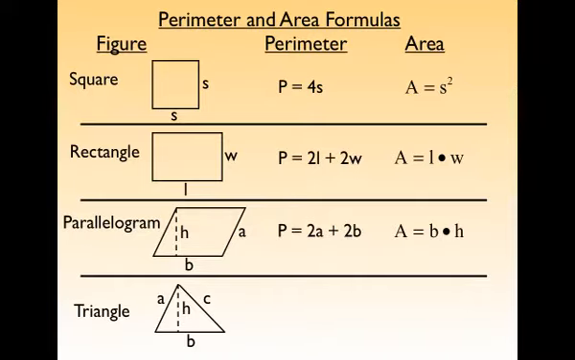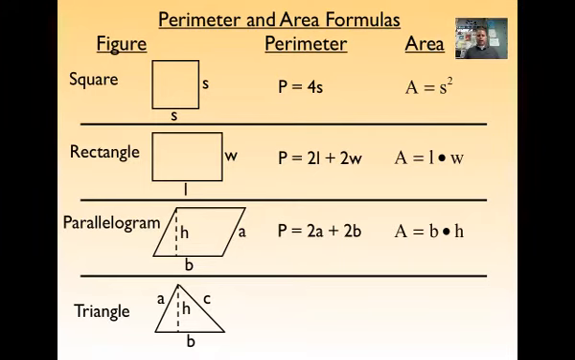10-2, Part 1, Area Triangles. Okay, so let's do a quick review here of perimeter and area formulas. For a square, you have 4 sides, and the perimeter would be equal to 4 times s, or 4 times the sides, since they're all equal. And the area would be equal to A is equal to s squared, or s times s.